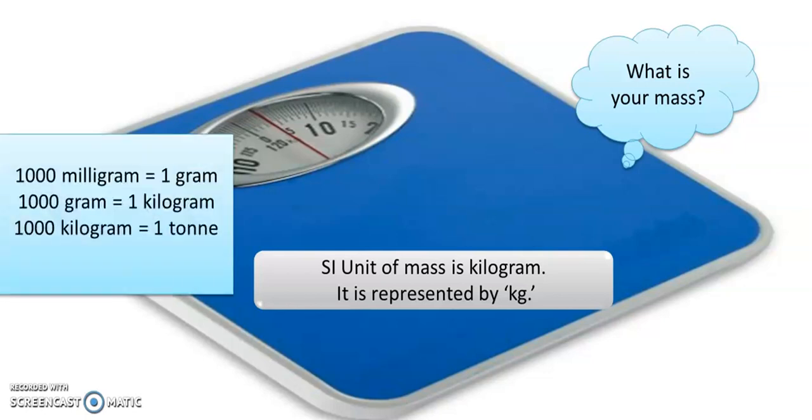1000 milligram is equal to 1 gram. 1000 gram is equal to 1 kilogram. 1000 kilogram is equal to 1 ton. Bigger weights are measured in ton or metric ton.